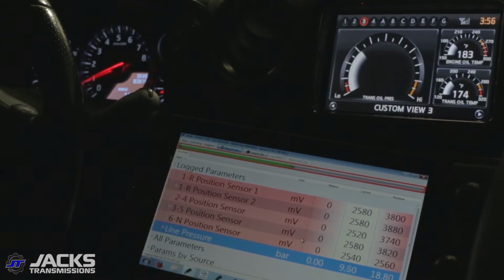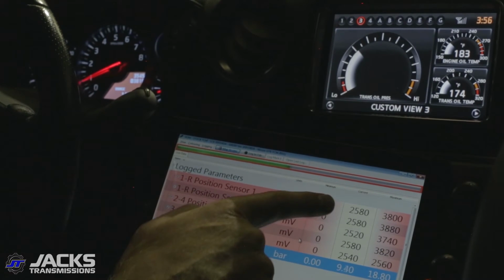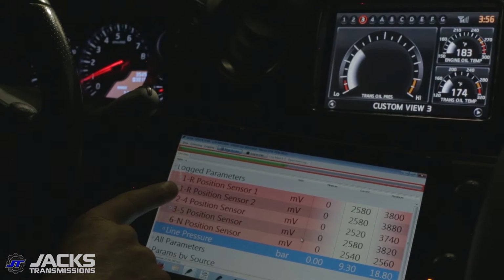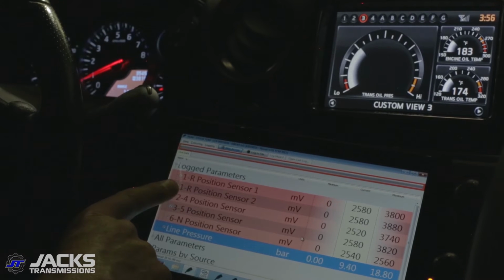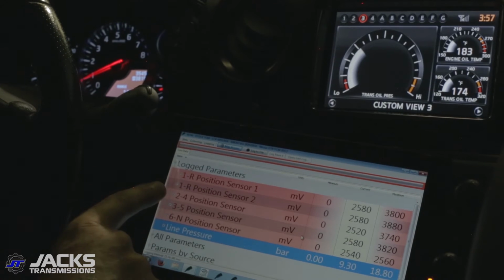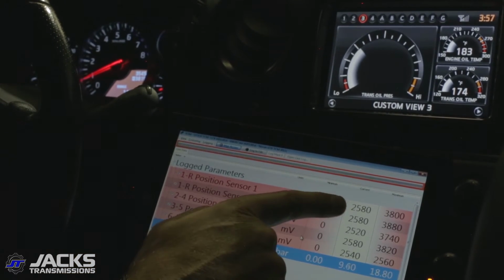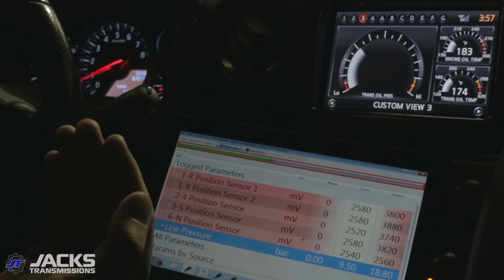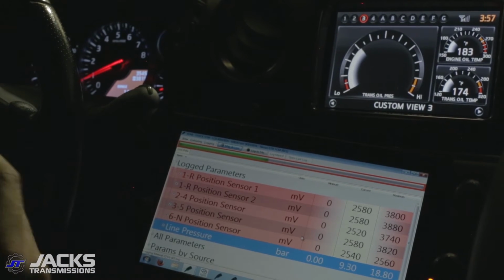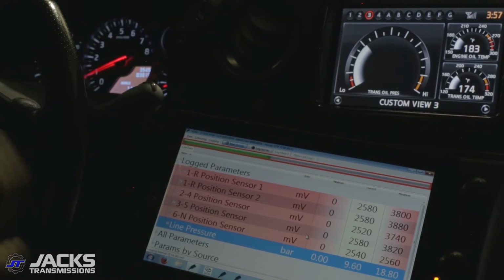So we are currently in park. We're going to go ahead and shift into reverse gear, and when I shift into reverse, you're going to see these two voltages change. That's because we are moving the 1R piston, which is moving the first reverse shift fork and the first reverse shifting sleeve. Now the sleeve is going to engage reverse gear, so we're going to see one sensor show a voltage that's lower as the piston is moving away from it, and the other sensor show a voltage that's higher because that sensor is actually getting closer to the magnet on the piston as the piston moves over.